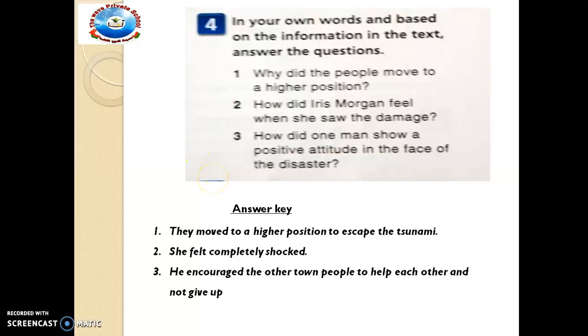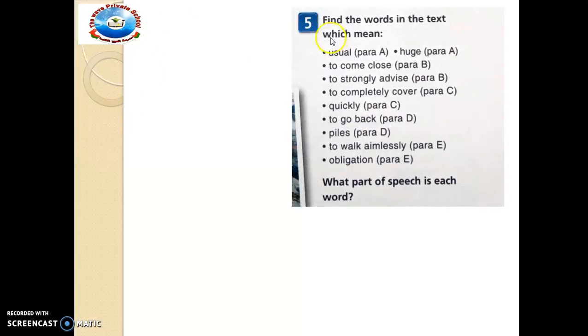Okay, let's now try to consolidate new vocabulary through synonymous words and phrases. We want to learn about synonymous words. It says, find the words in the text which mean: unusual, huge, to come close, to be strongly advised. So we want to find these words. You say, what part of speech is each word? So we want to see the synonyms of these words.